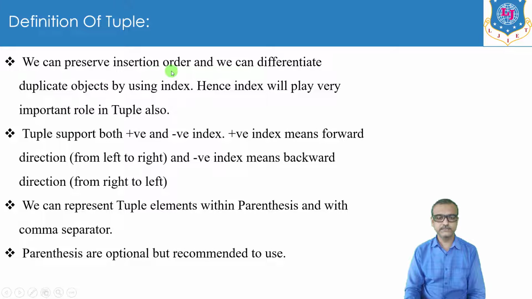We can preserve insertion order and we can differentiate duplicate objects by using index. Hence, index will play a very important role in tuple also. Tuple supports two types of index, both positive and negative index. Now, what is the meaning of positive index? Positive index means forward direction. It is also called from left to right. And what is the meaning of negative index? Negative index means backward direction. It is also called from right to left.